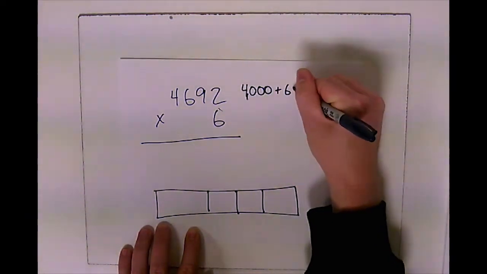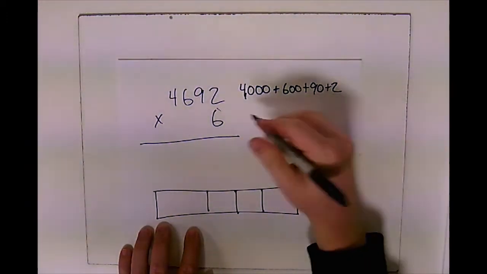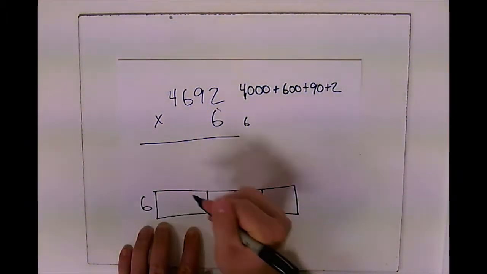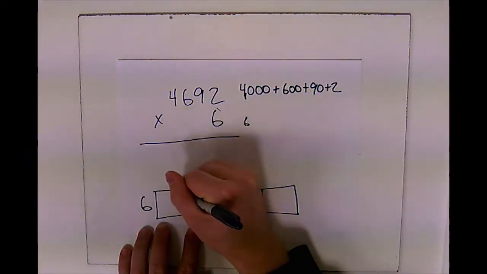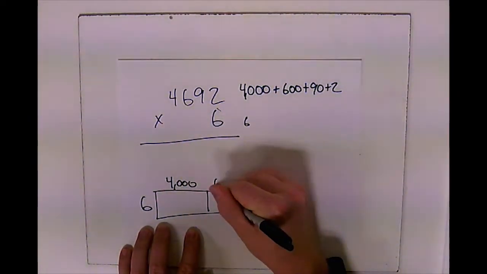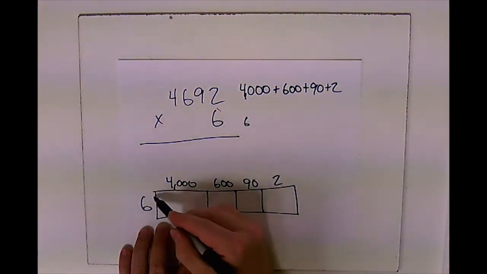So then I'm going to expand this: 4,000 plus 600 plus 90 plus 2. And then this is just 6. I'm going to put my 6 there. And then I'm going to split all these numbers up there. So 4,000, 600, 90, and 2. Then I'm just going to simply multiply them.